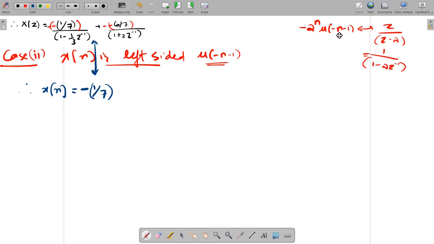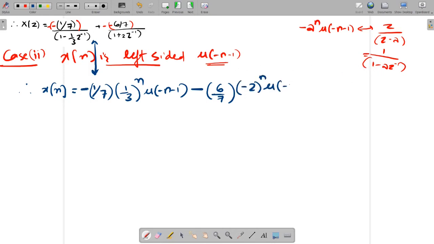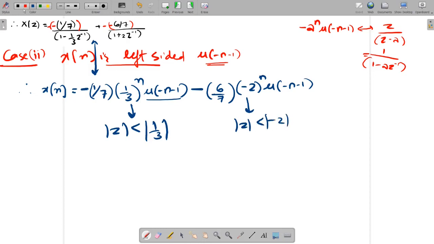So what is the answer of that? What is the value of a? We have seen 1 by 3. So 1 by 3 raised to n u of minus n minus 1, and minus 6 by 7 for 1 upon 1 plus 2 z inverse, same thing, minus 2 raised to n u of minus n minus 1. I hope you have got this. The ROC of this, since it is u of minus n minus 1, is mod z less than a, which is 1 by 3. Over here, mod z is less than minus 2. Let us see how the ROC looks like.